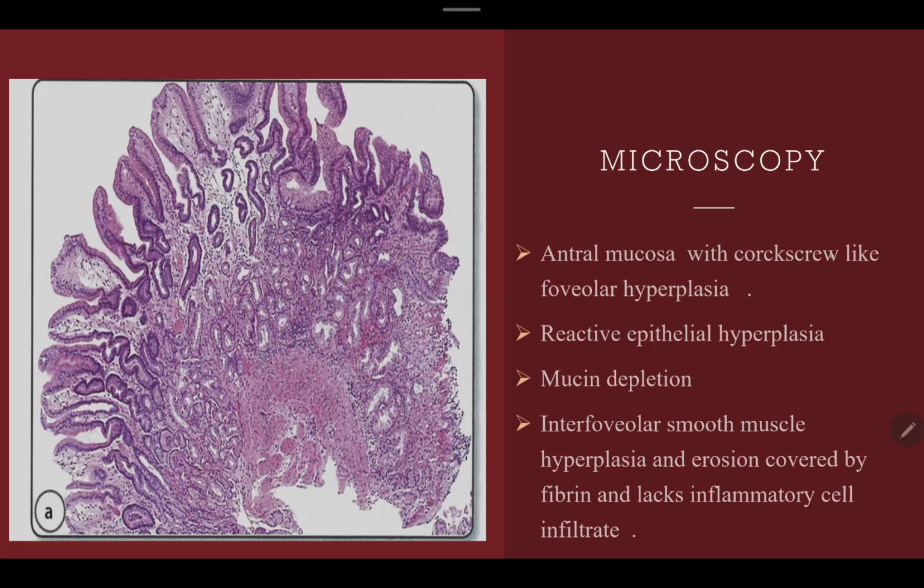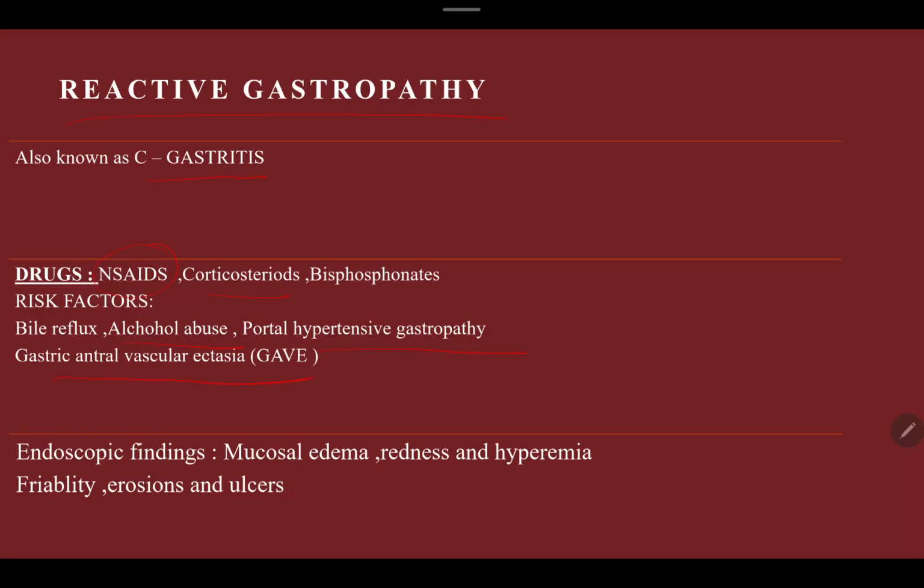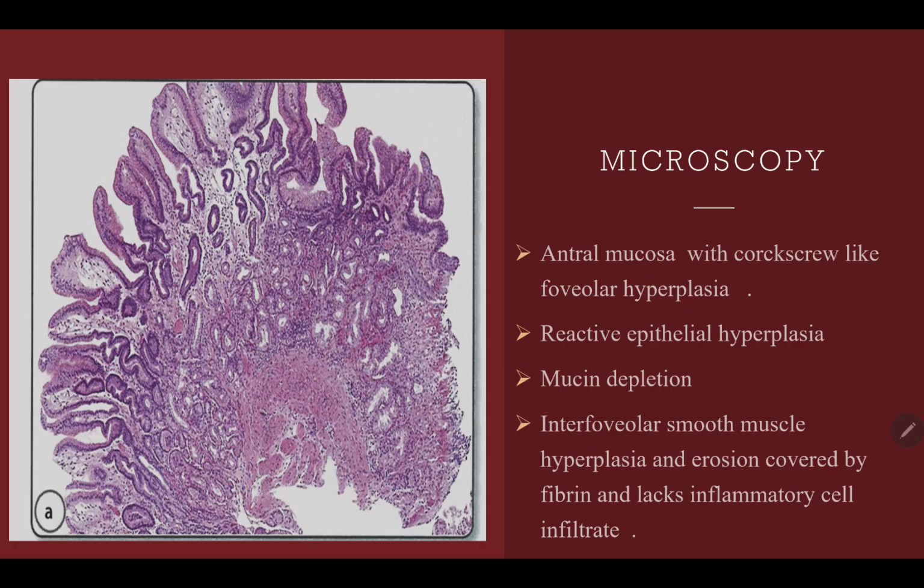So what do we see in reactive gastropathy? In microscopy, we see antral mucosa with corkscrew-like foveolar hyperplasia. When we get a GI biopsy, this is what we typically see. This is the corkscrew appearance. There is also reactive epithelial hyperplasia, mucin depletion, and interfoveolar smooth muscle hyperplasia.